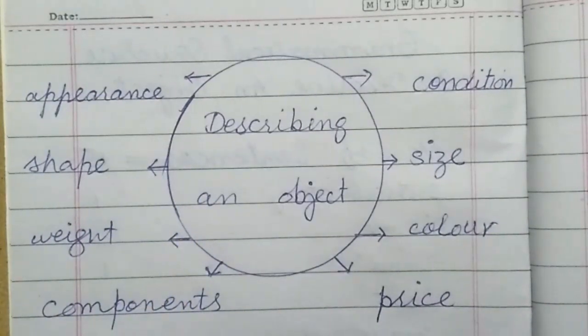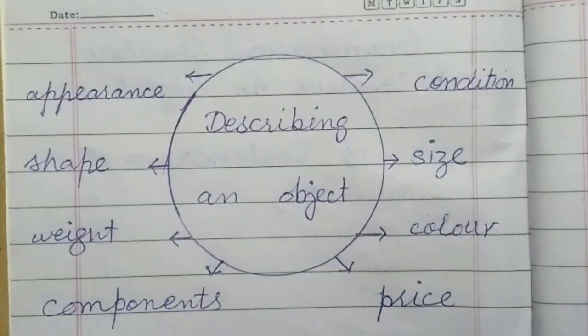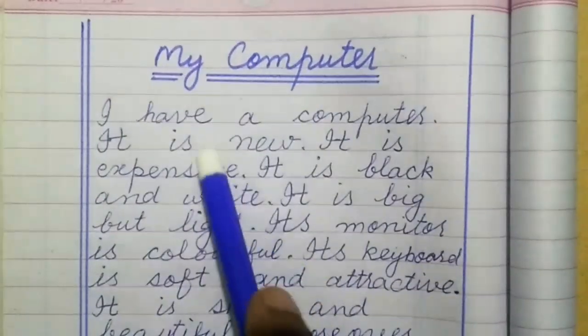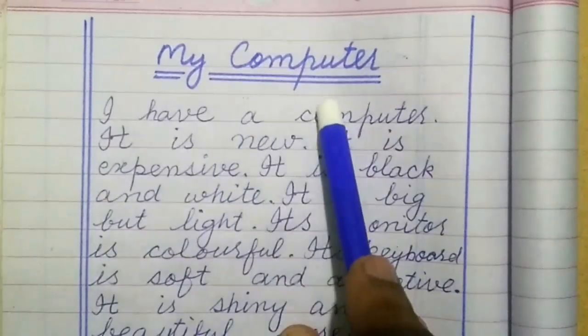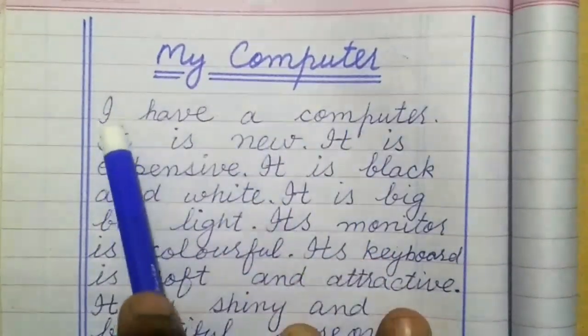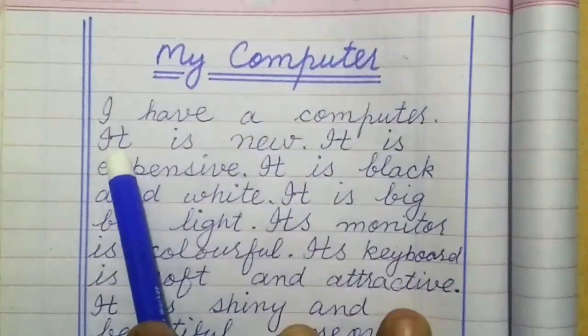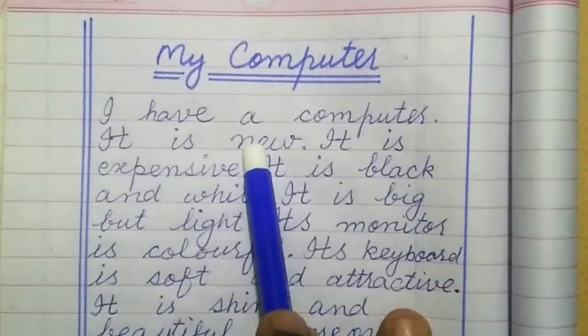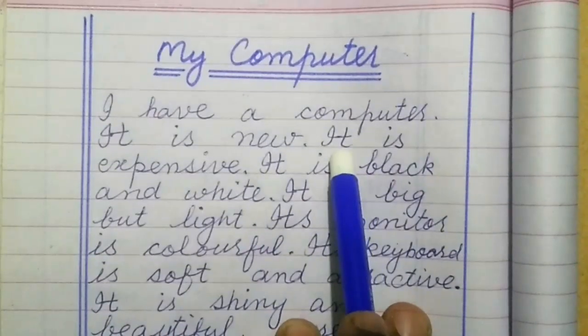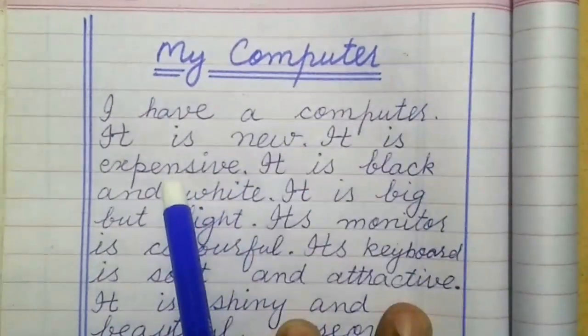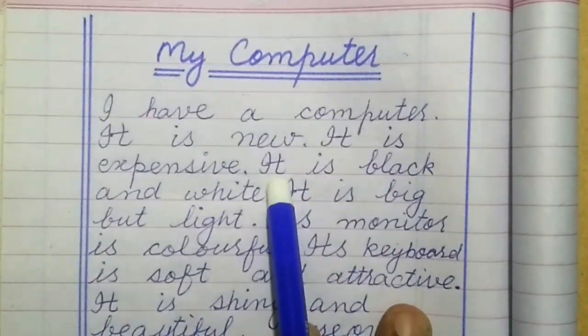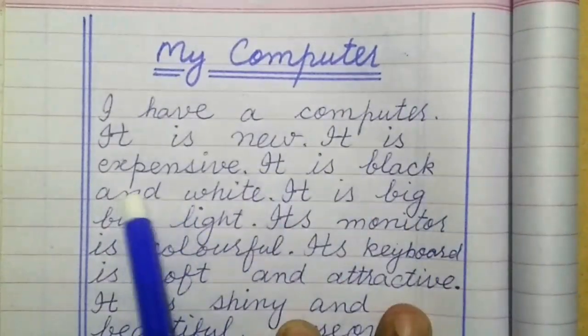Now I am going to show the paragraph that I have written for you. Dear students, the topic of the paragraph is my computer. This is the introductory sentence. I have a computer. Simple sentence number 1, it is new. Simple sentence 2, it is expensive. Next, it is black and white.